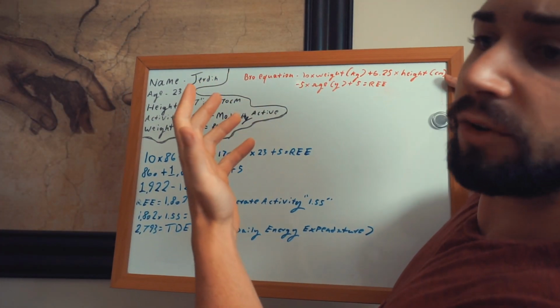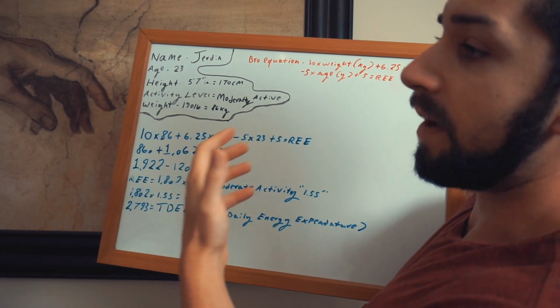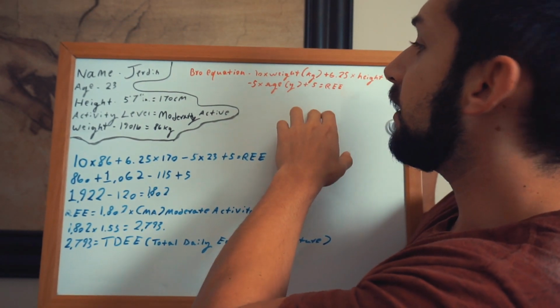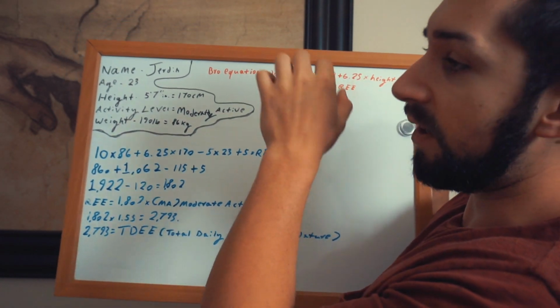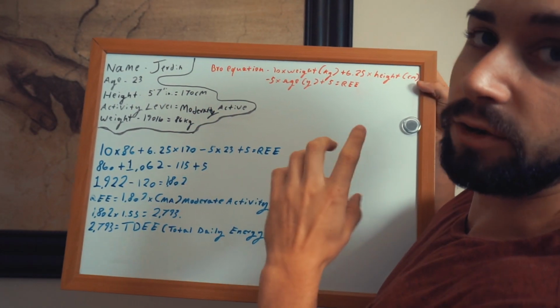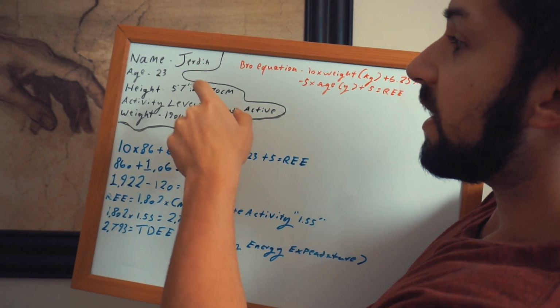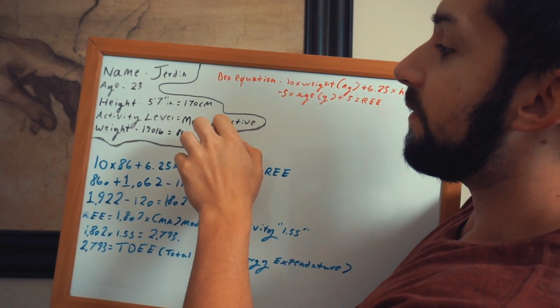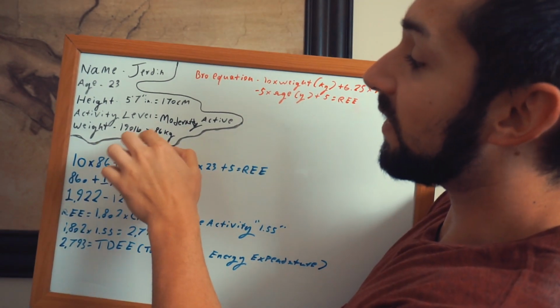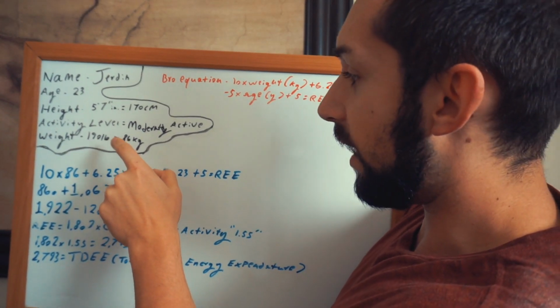So this is the equation that I use to get most of my male clients' starting macronutrients. But to get your starting macronutrients, you first have to get your REE, then you have to get your TDEE, then you have to subtract a couple hundred calories from that, and then you actually calculate your macronutrients. So this is where you have to start. Anyways, back to what I was saying, my name is Jordan. I'm 23 years old, 5'7", 170 centimeters, moderately active. My weight is 190 pounds, 86 kilograms.